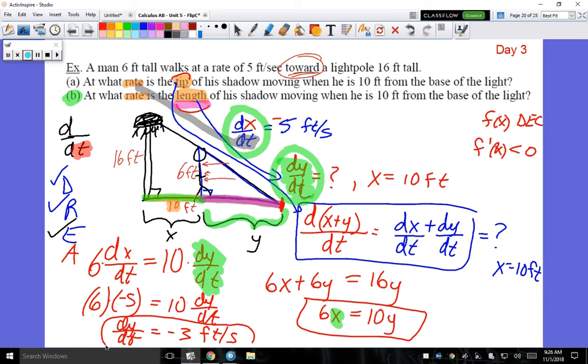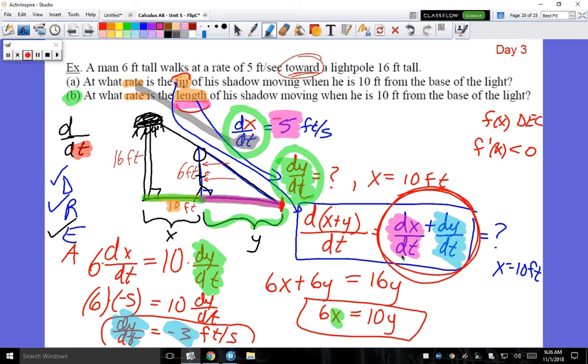Okay. Now, if we're looking for part A's answer, which is this, we just found out that dy dt is negative 3. So I could put negative 3 right here. We already know that dx dt is a negative 5.